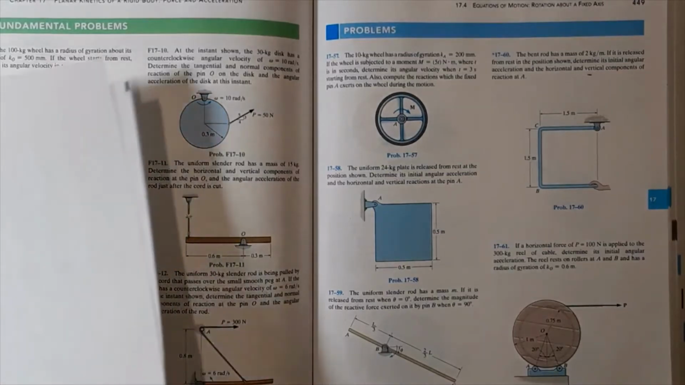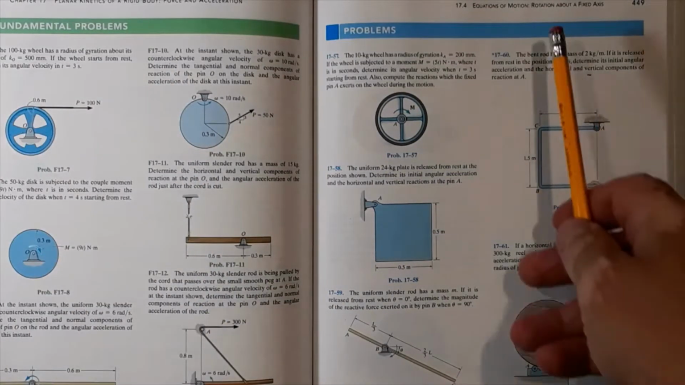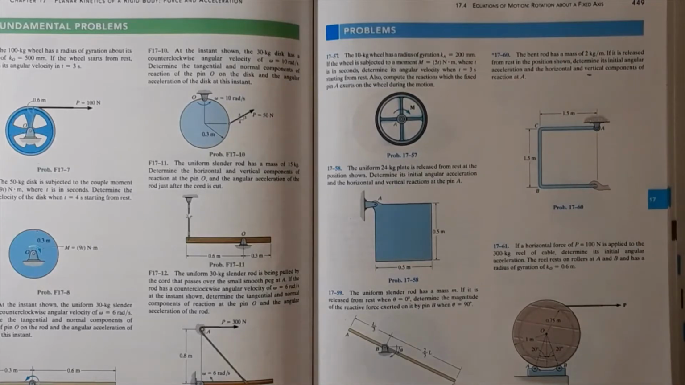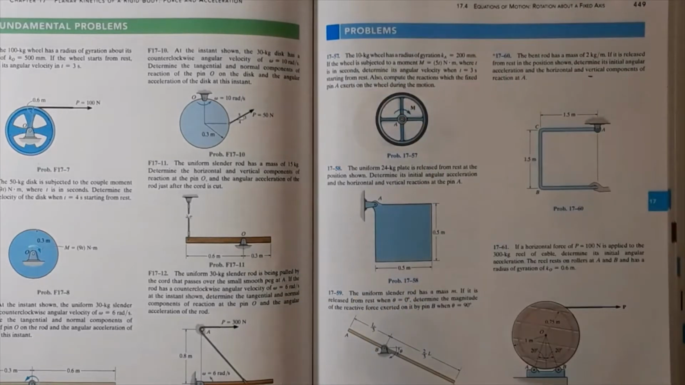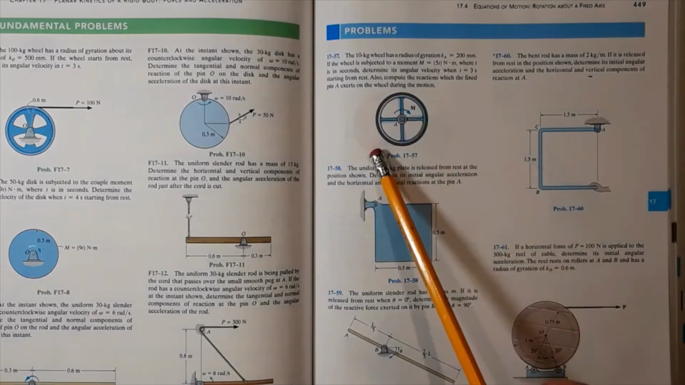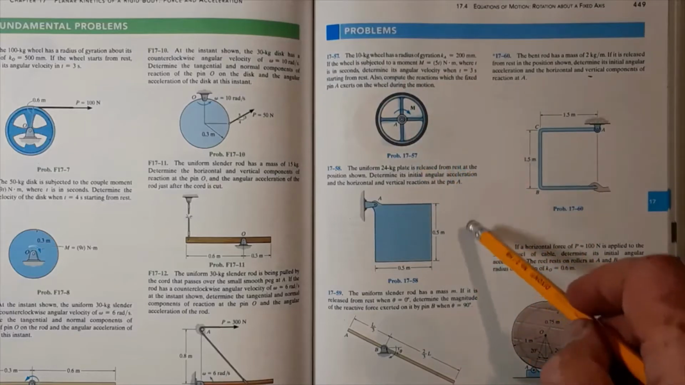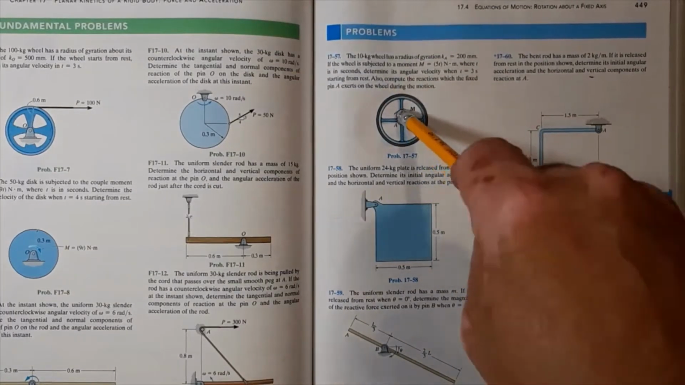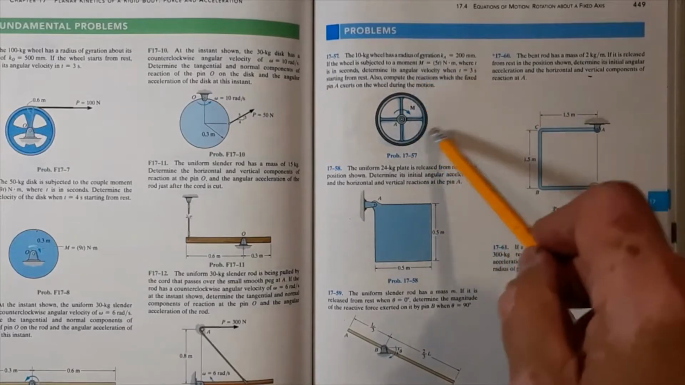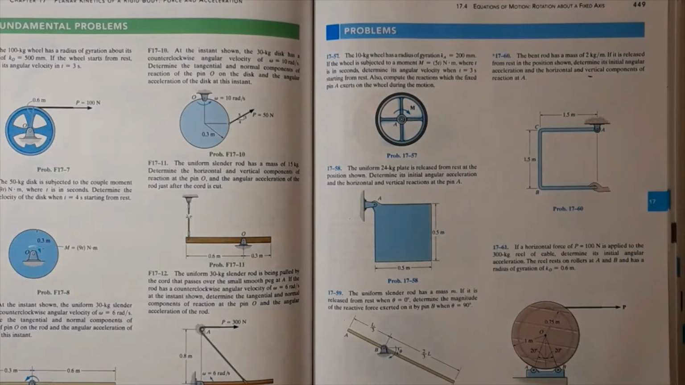So let's solve some problems from the section on rotation about a fixed axis, equations of motion. I'm going to do a simple problem, 17-57. It talks about a wheel with a radius of gyration of 200 millimeters that weighs 10 kilograms. It's in the vertical plane, hinged at A, pin jointed. There is a moment applied that is linear with time, 5t Newton meters. We need to find the angular velocity when t equals 3 seconds if it starts from rest, and then compute the reactions at the pin.